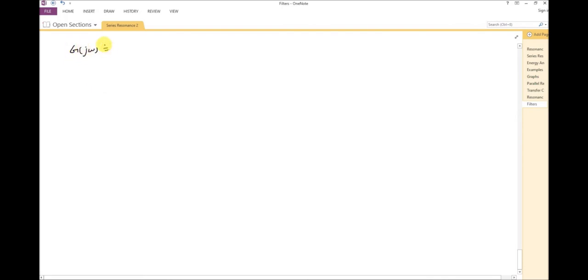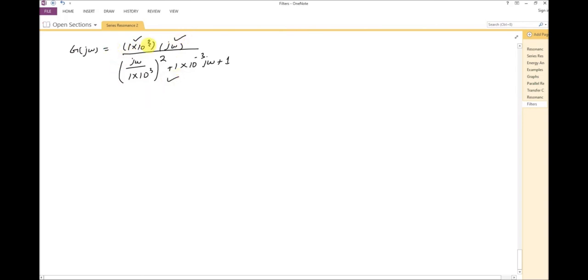It is actually equal to 1 into 10 raised to minus 3 j omega over (j omega by 1 into 10 raised to 3) whole square plus 1 into 10 raised to minus 3 j omega plus 1, right? So now we have one constant, one zero at origin and one quadratic pole.